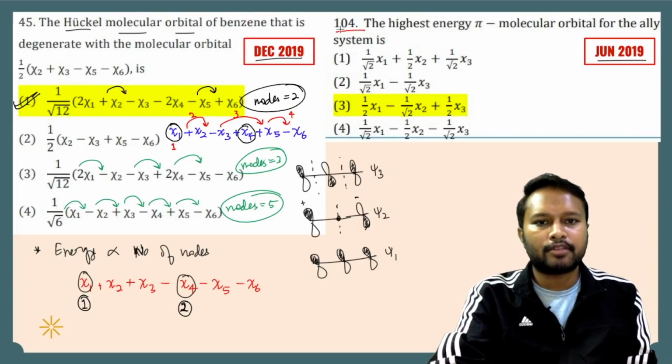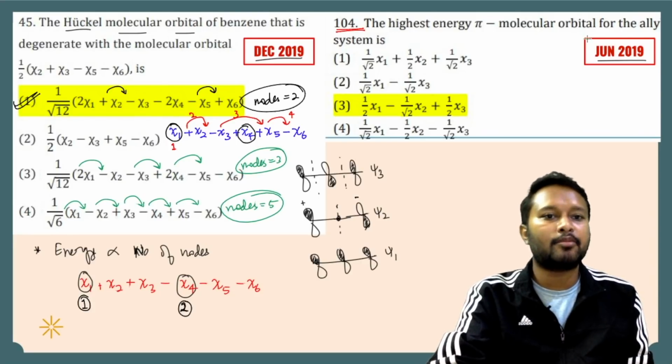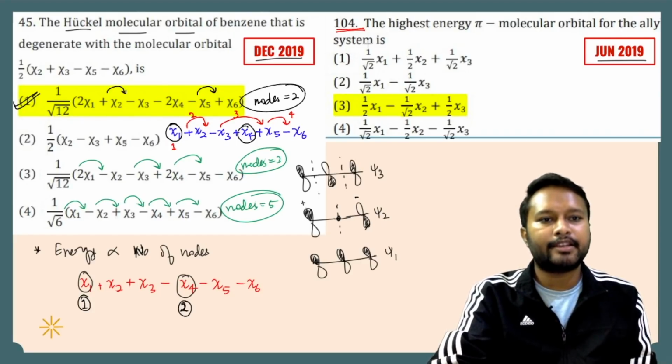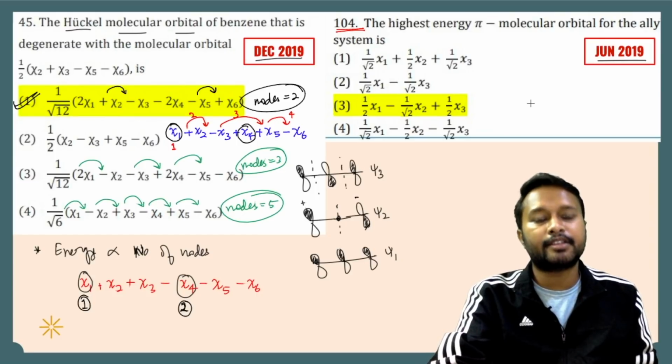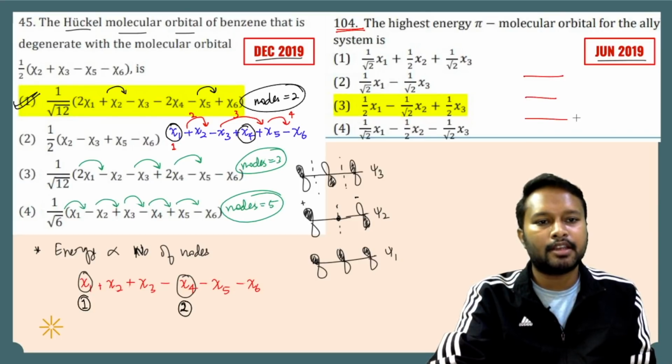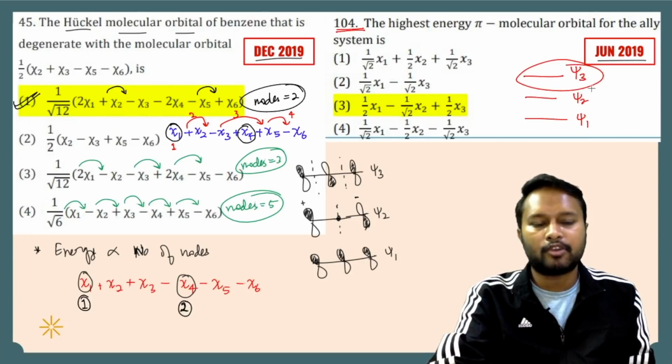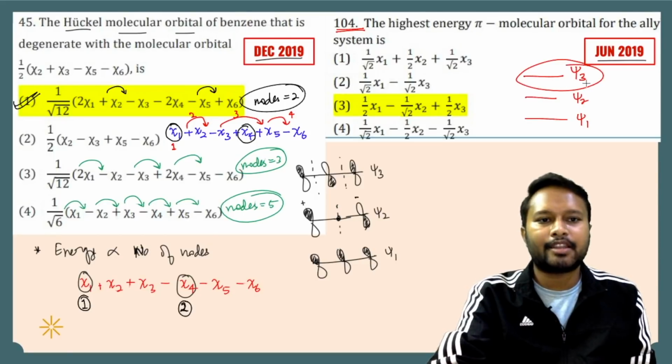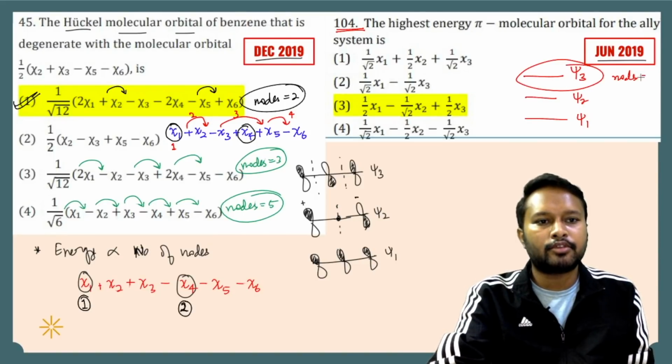What about question 104 of June 2019? This is the highest energy pi molecular orbital of the allylic system. So you have to draw the highest energy pi molecular orbital. You know that the allylic system will have 3 molecular orbitals. These will be psi1, psi2 and psi3. So the highest one is going to be psi3. Now, how many nodes will psi3 have? Nodes should be 2 here.